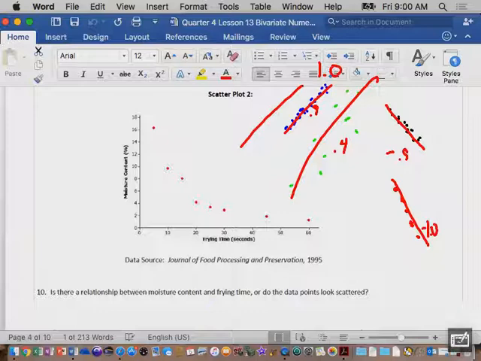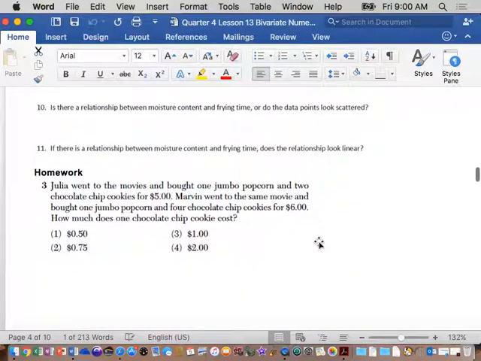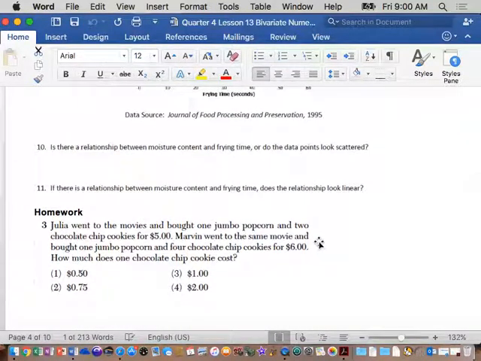Now, it says here, is there a relationship? Yes, Anthony said that. It's a negative correlation. Not super strong, probably in the like negative 0.7 area. Okay? All right, any questions about this?